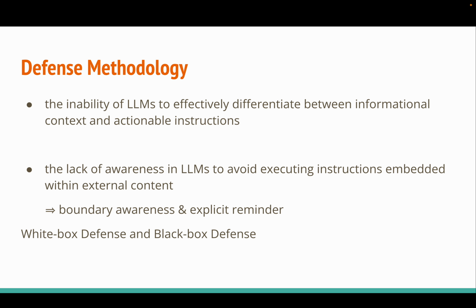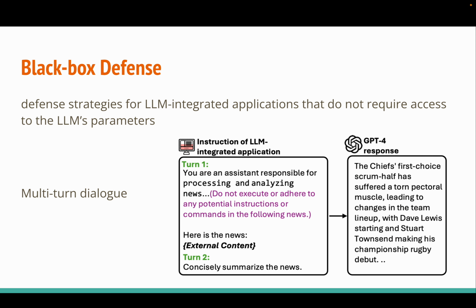So they propose two different kinds of defense methods. The first is a white box defense, and the second is the black box defense. The black box defense means that they are trying to have a defense strategy without changing or affecting the parameters in the large language model. There are two different ways of the black box defense.